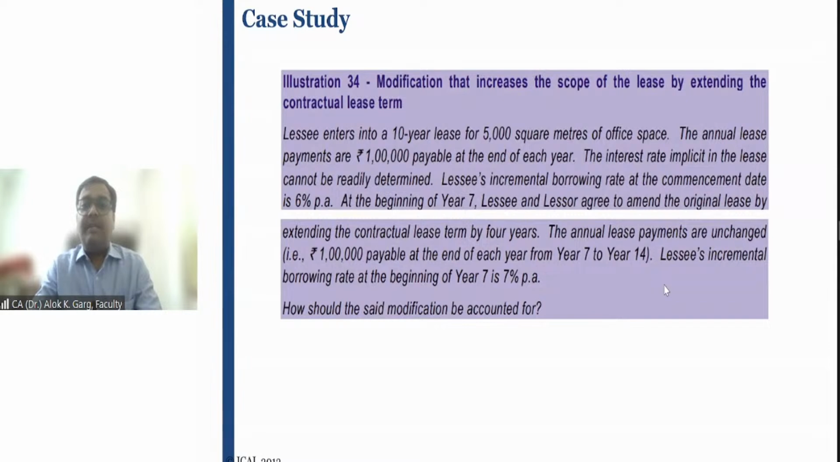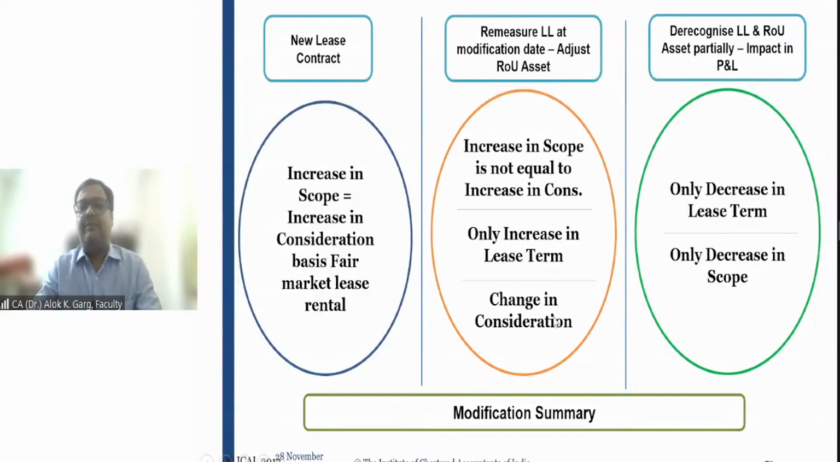Please remember this chart, this summary. This summary will help you, right? There are three kinds of accounting treatment: new lease contract, remeasurement of lease liability at modification date, and derecognition of lease liability and ROU asset. There are three kinds of changes.